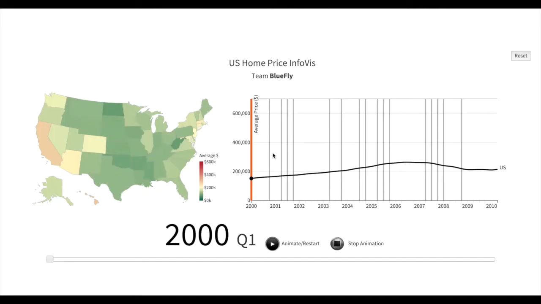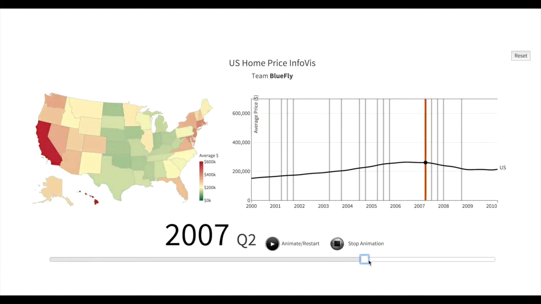So the next question we'd like to explore is, which state has the cheapest homes near the end of 2008? So in order to tackle this problem, we first want to scroll over the scroll bar to the year 2008, quarter 4, that is near the end of 2008.